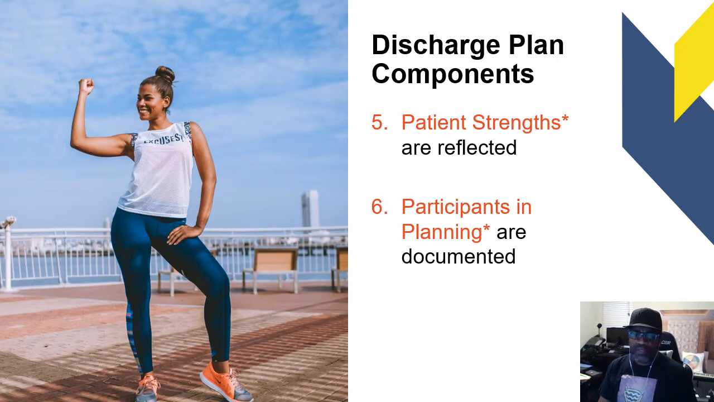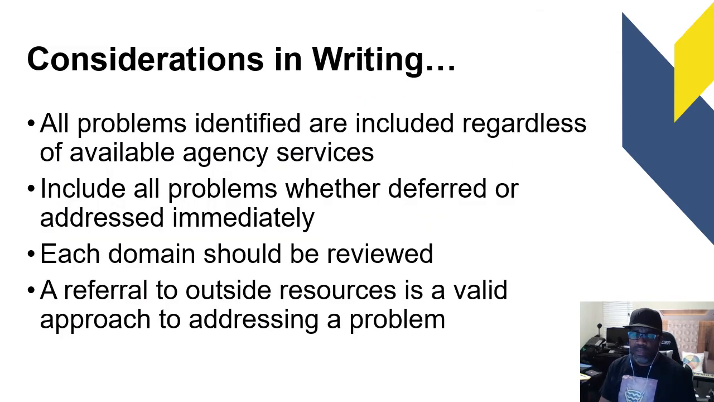Discharge plan components: patient strengths are reflected. Participants in planning are documented. Considerations in writing: all problems identified are included regardless of available agency services. Include all problems whether deferred or addressed immediately. Each domain should be reviewed. A referral to outside resources is a valid approach to addressing a problem.